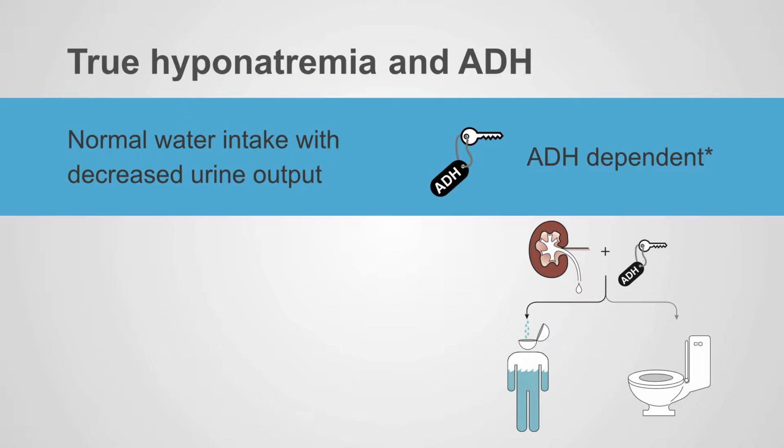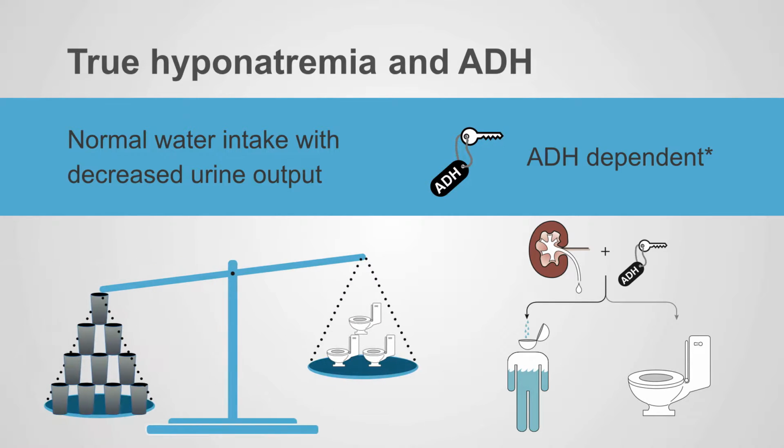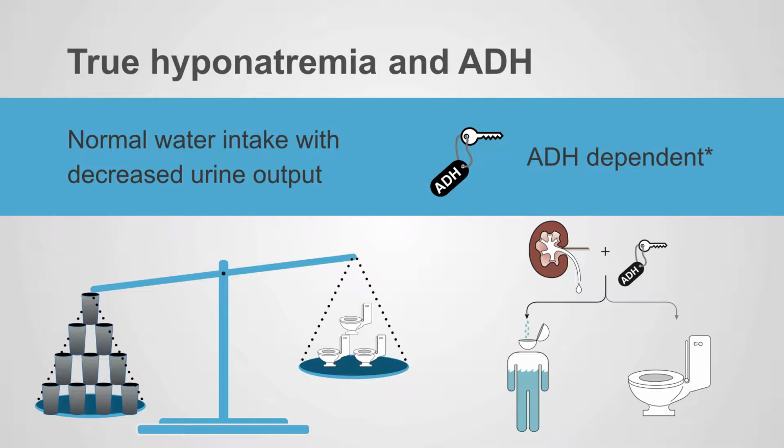So remember, ADH shifts water from being excreted into the toilet and retains it in the body. And in these patients, that reduction in urine output means that they have more water intake than water excretion, and it causes hyponatremia.